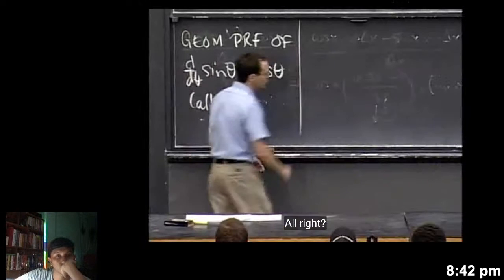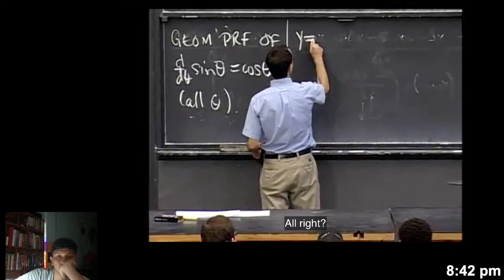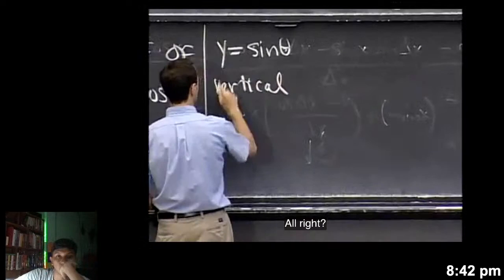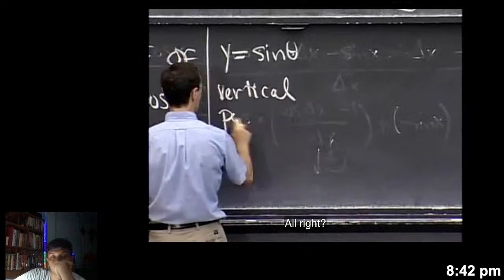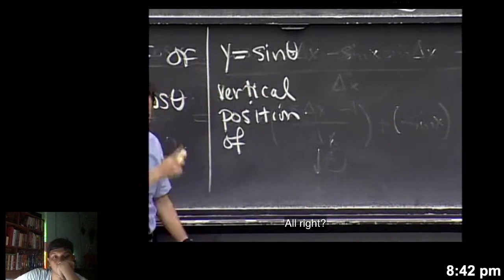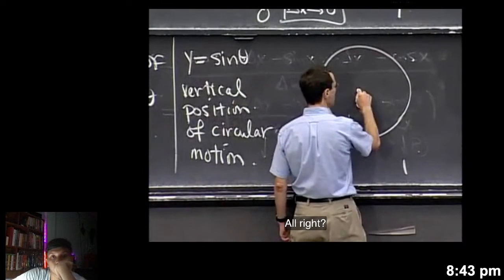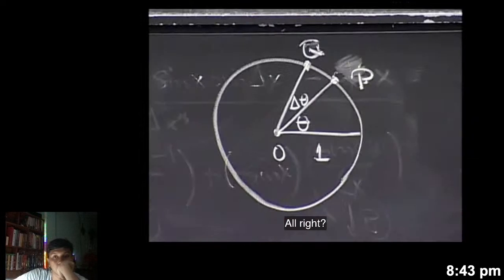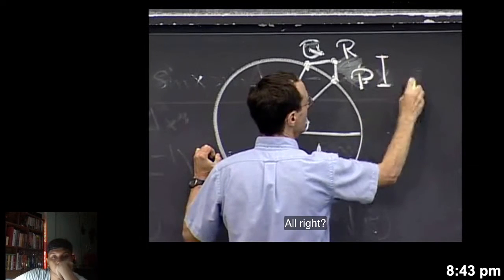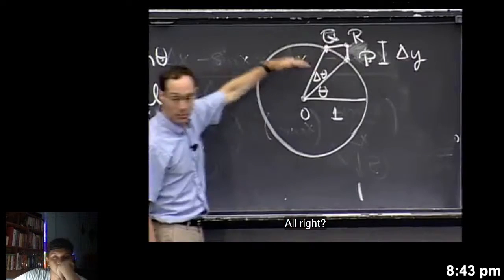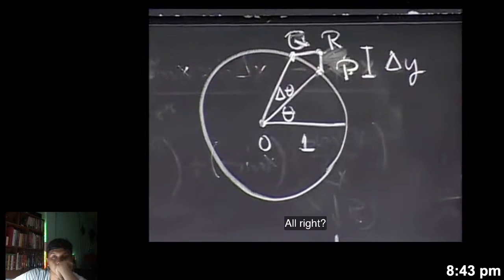And the picture is going to describe y, which is sine theta, which is, if you like, the vertical position of something going around in a circle. And so here's the circle, here's the origin. We're going to move by delta theta, at radius r. And then this is theta, the angle. And the formula for y is sine theta, so that's telling us the rate of change of sine theta.